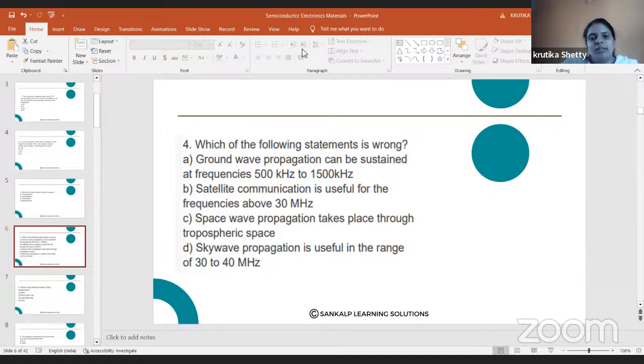Ground wave propagation can be sustained. So Harshita is saying D. What about other students? Which is wrong. Yes, correct. Sky wave propagation is useful in the range of 30 to 40 megahertz. That is option D. Option D is correct here. Then the next question.